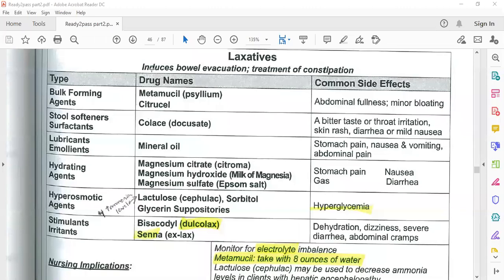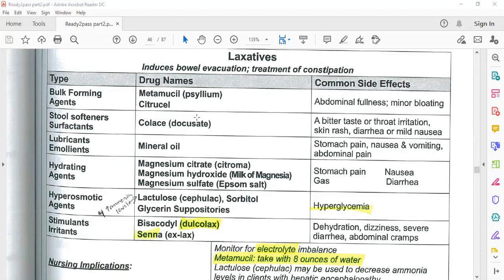So going from top to bottom, the most common one we will use here is called Metamucil or psyllium, right? You can just buy psyllium from the supermarket and put it in water, then after a few hours you can drink it. Psyllium is a bulk forming laxative. Bulk forming laxatives are used for softening the stool and increasing the bulk of the stool. A very uncommon side effect is abdominal fullness. The patient can feel abdominal fullness or minor bloating.